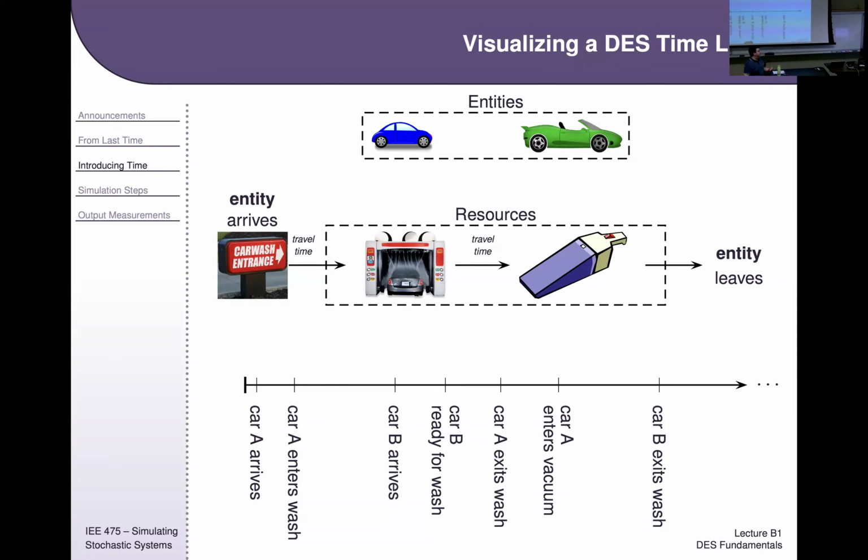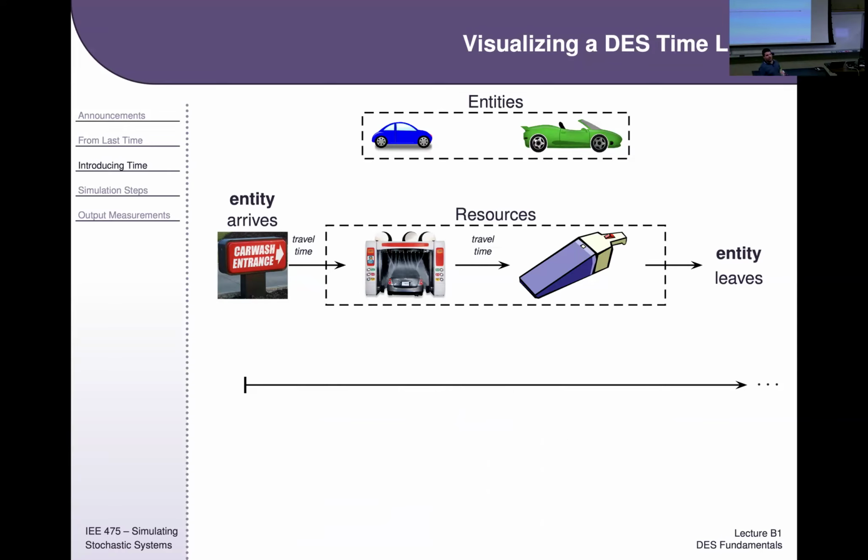So how do we generate this? Well, at first, all we know is that we get an arrival at time 0. So we jump to the first arrival. And now we have to think about, well, what happens? What's the event logic that happens at arrival? Well, assuming that everything's empty, then this car can enter the wash immediately. So when they enter the wash, we're going to schedule that they're going to enter the wash.